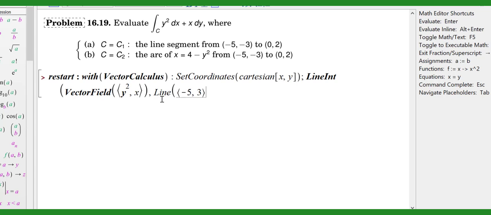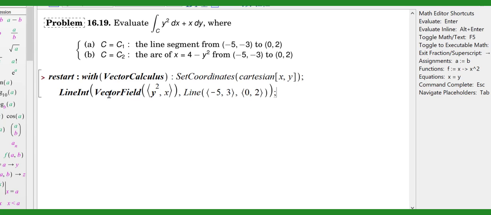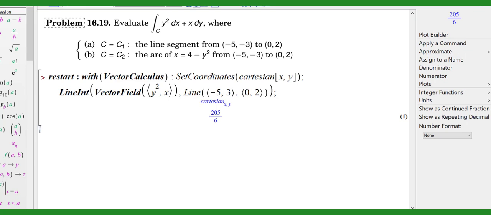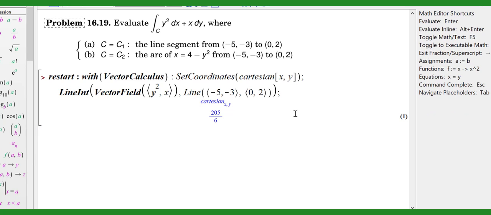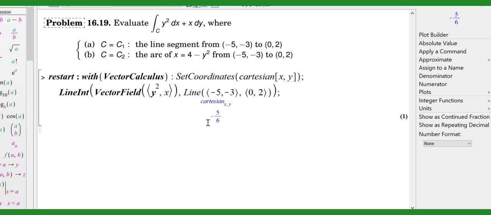So here we can run, let's check, run this for the vector field, here for the line, and this. So that's the problem. Okay, sorry, here it was -3, it was minus. Again we run, and we get -5/6, which is the same as our result before.